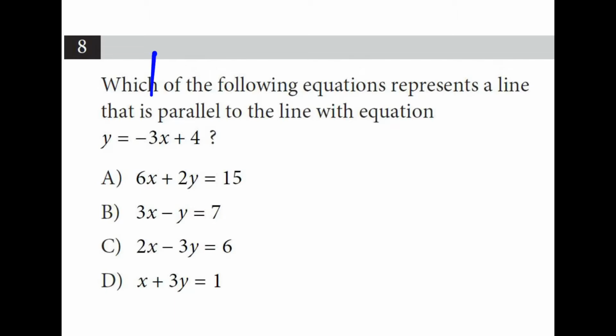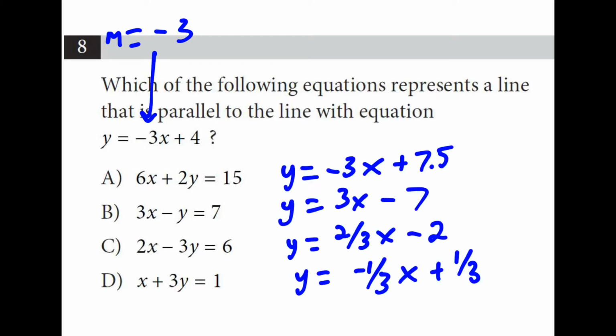For number 8, the slope is right here. M is equal to negative 3. So which one of these equations has a slope of negative 3? If I solve each of these for y and put it in that y equals mx plus b format, this is the only one that has a slope of negative 3.